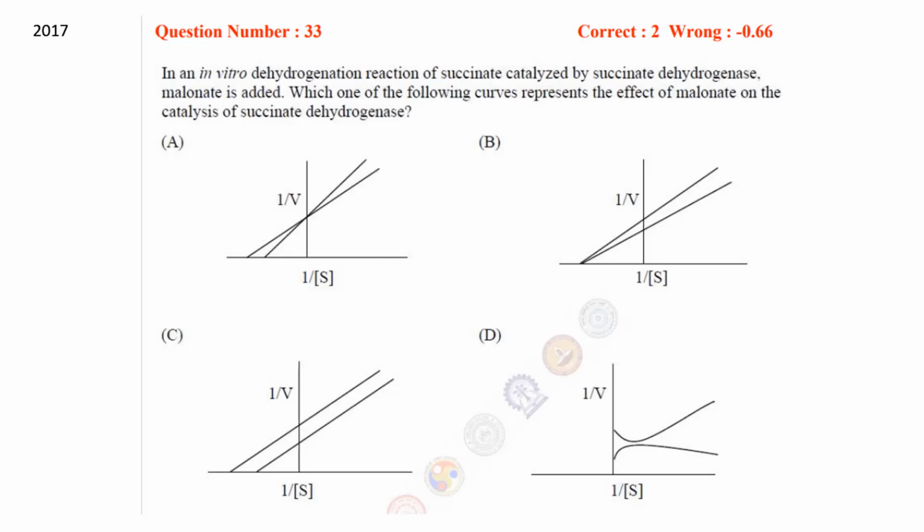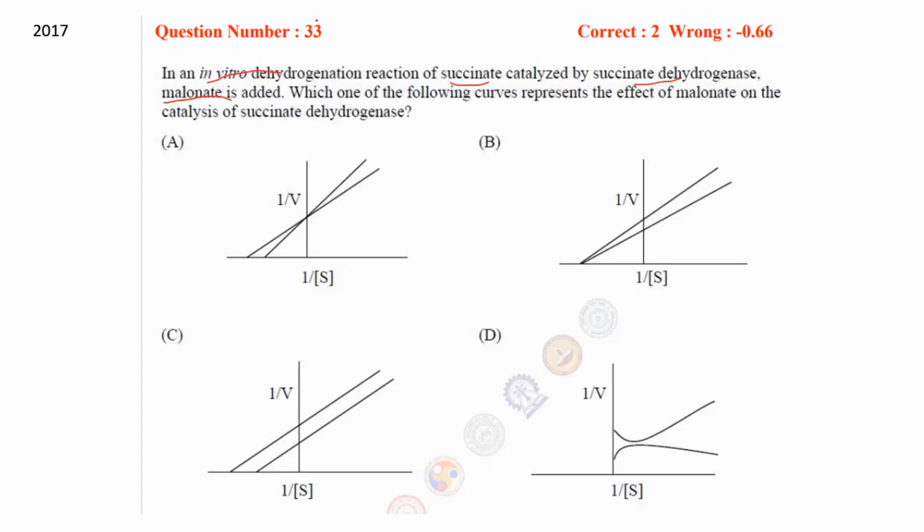So this is from 2017, question number 33. In an in vitro dehydrogenation reaction of succinate catalyzed by succinate dehydrogenase, malonate is added. Which one of the following curves represents the effect of malonate on the catalysis of succinate dehydrogenase?